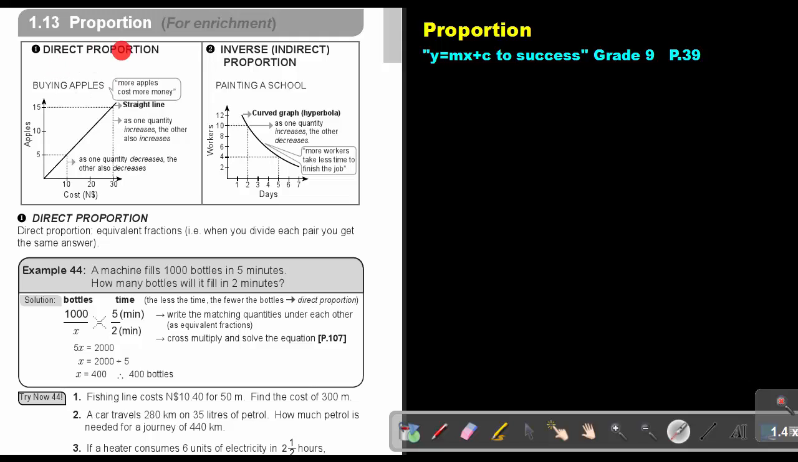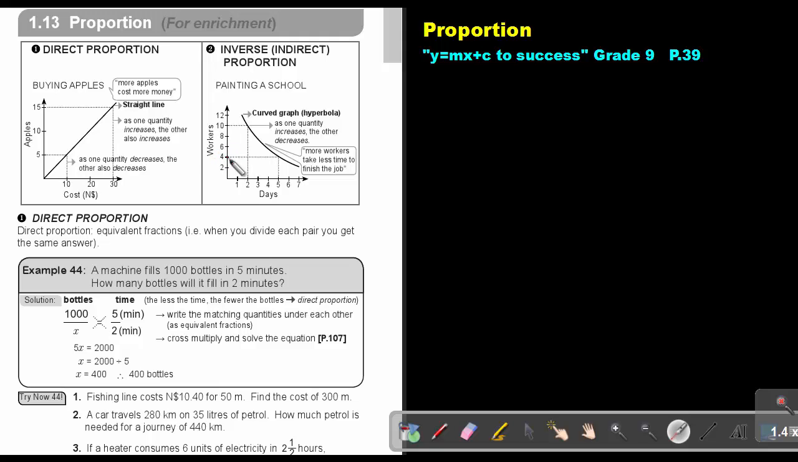Okay, that's direct proportion. Indirect or inverse proportion. Say for example, painting a school. Now, if I use 10 workers, it will take 2 days to paint the school. It's a specific school. Let's say, for example, Parese Secondary School. So 10 workers will paint the school in 2 days. But the next time I want to paint the school, I just want to use 4 workers.